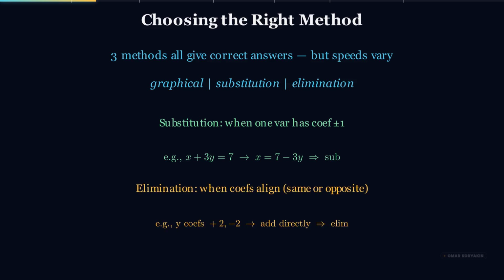Branch 2. Substitution method. Use when one of the 2 equations has a variable with coefficient plus 1 or minus 1. That variable can be solved for in a single step with no fractions, producing a clean expression for substitution into the other equation. Substitution is also the right choice when one equation already has a variable isolated, like x equals 2y minus 4, making step 1 of the substitution procedure free.